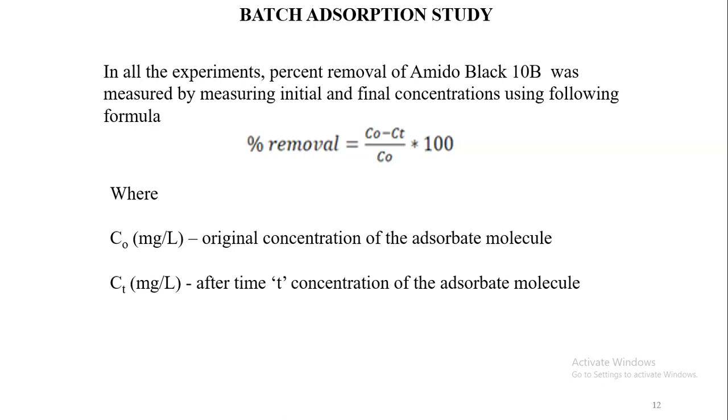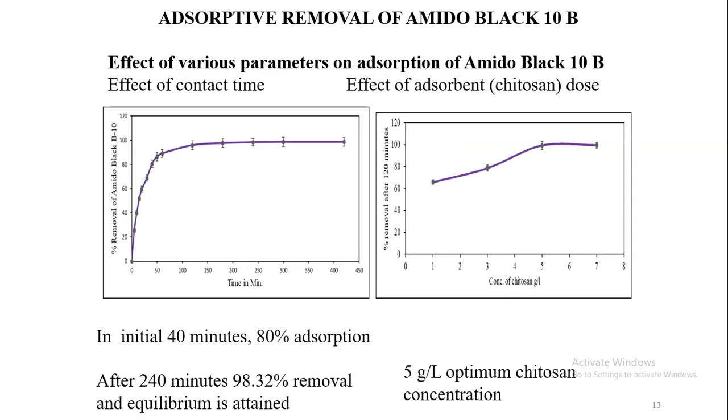The batch adsorption study is carried out. In all experiments, percent removal of amido-black 10B was measured by measuring the initial and final concentration. Here C0 indicates the original concentration of the adsorbate molecule, that is amido-black, and Ct indicates the concentration of the adsorbate molecule after a time interval. Now, for adsorption removal of amido-black 10B, various environmental parameters are checked.